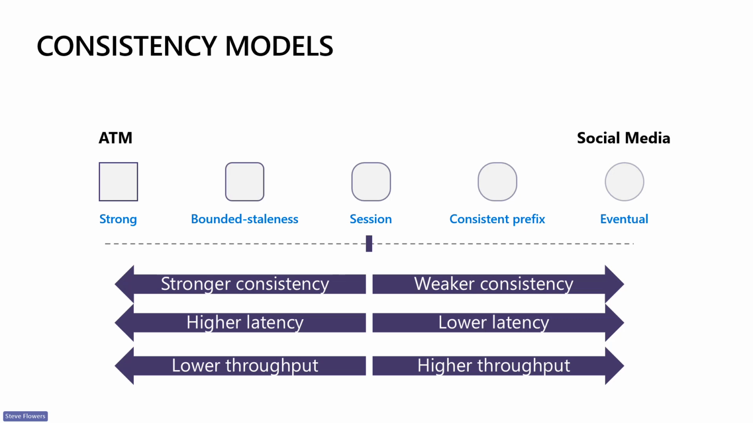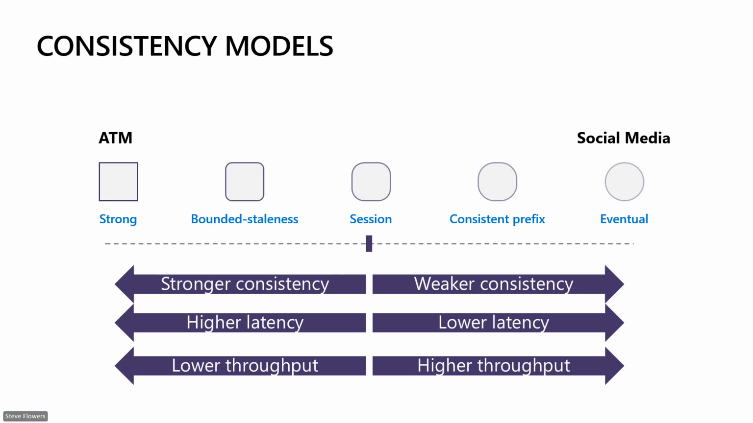Consistent prefix and eventual consistency are basically the same thing. Eventual just means whenever it arrives, whatever order it arrives in, just let it come as quick as it can. Consistent prefix says, yeah, we want it to arrive as quickly as it can, but we want it to be in order, right? And I put ATM and social media on both sides of this to make you aware, like, yeah, ATM, we care about how much money is in my bank account.